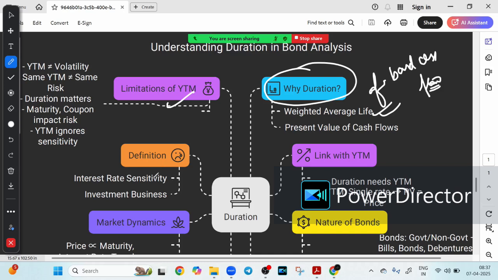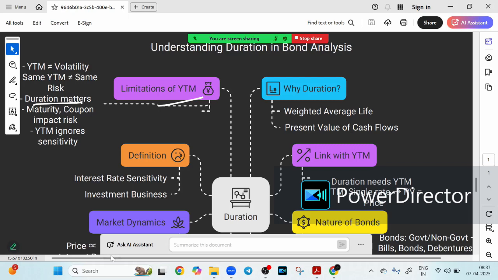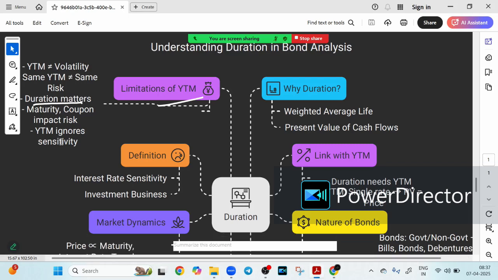But if we talk about the limitation of YTM, that is yield to maturity, a common mistake is thinking that YTM is equal to risk. No, YTM does not capture bond maturity impact, right? YTM is not the risk. Duration matters. It does not capture maturity, the coupon effect, or how sensitive the bond is to rate change. That is why YTM ignores the sensitivity, and that is why duration is used when it comes to risk analysis. YTM is not sufficient, right?